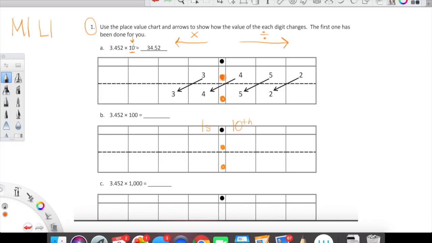10 has 1 zero. So that means, I'm about to sneeze. Excuse me. Goodness sakes. 10 has 1 zero.